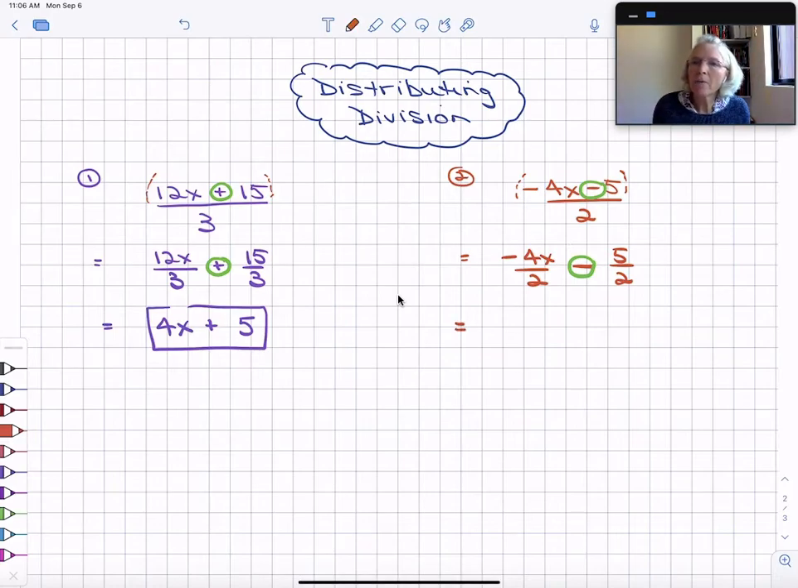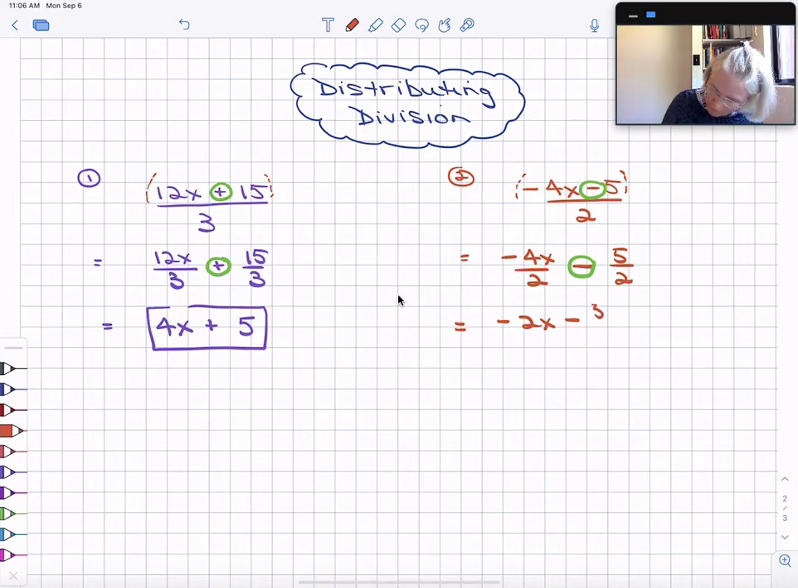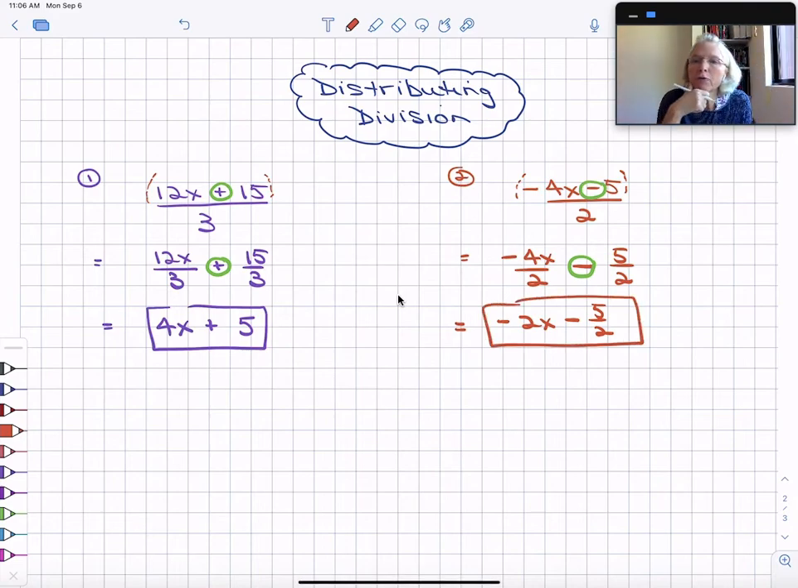Negative 4 and 2 share the common factor of 2. I can divide that out. Negative 2x minus, now 5 halves, it's a fully simplified fraction, so we're going to leave it as it is, 5 halves. In algebra, we almost always prefer keeping fractions over converting to decimals.